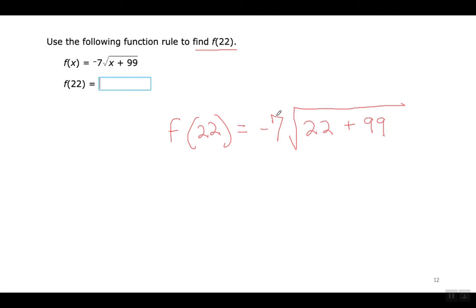with negative 7. By the way, whenever you have a number in front of a radical sign with another number under it, that means you got to multiply whatever you get when you get the square root of this number. I'll say it again. First, you got to get the square root of this number. And after you get the square root of that number, you multiply it times negative 7. This is what that means.